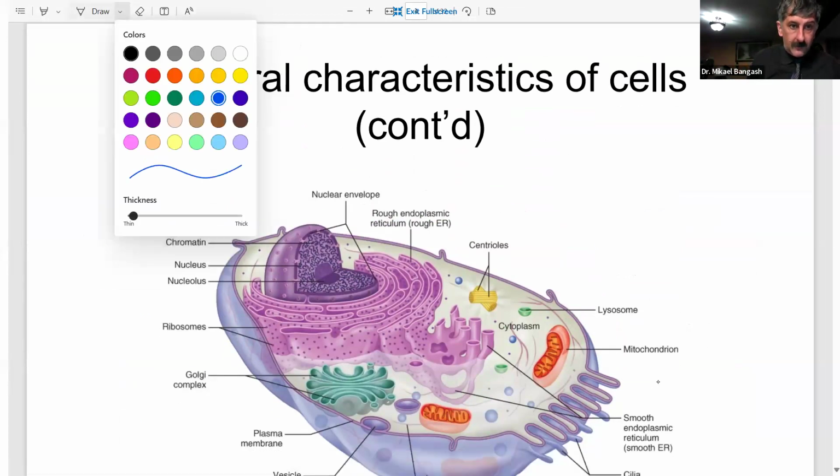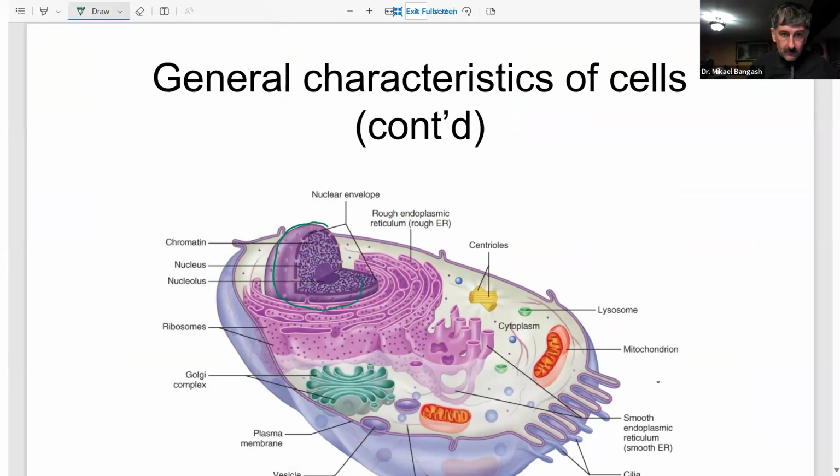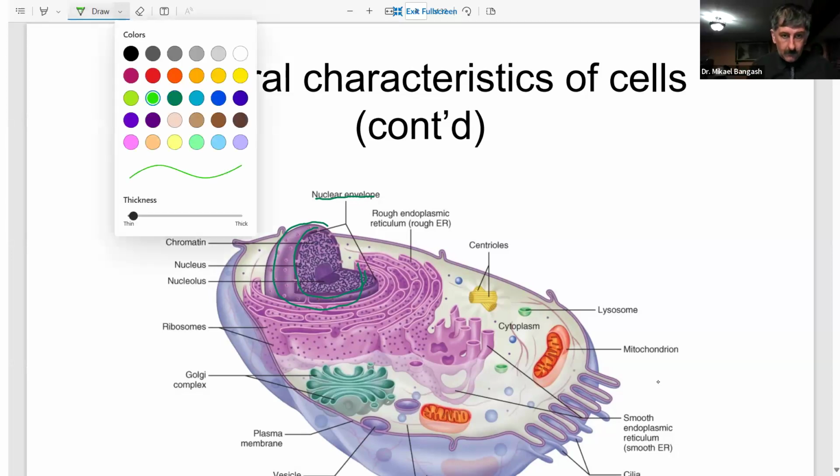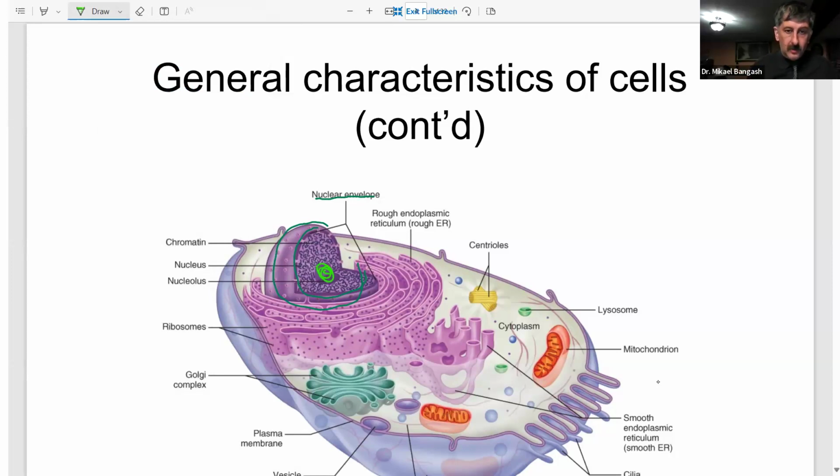So pretty much what we have talked about so far is the nucleus. But if you look here, this is the outline of your nucleus, or the covering of the nucleus, called the nuclear envelope or nuclear membrane. Clear? Okay. What your nucleus may have is a central body called the nucleolus.